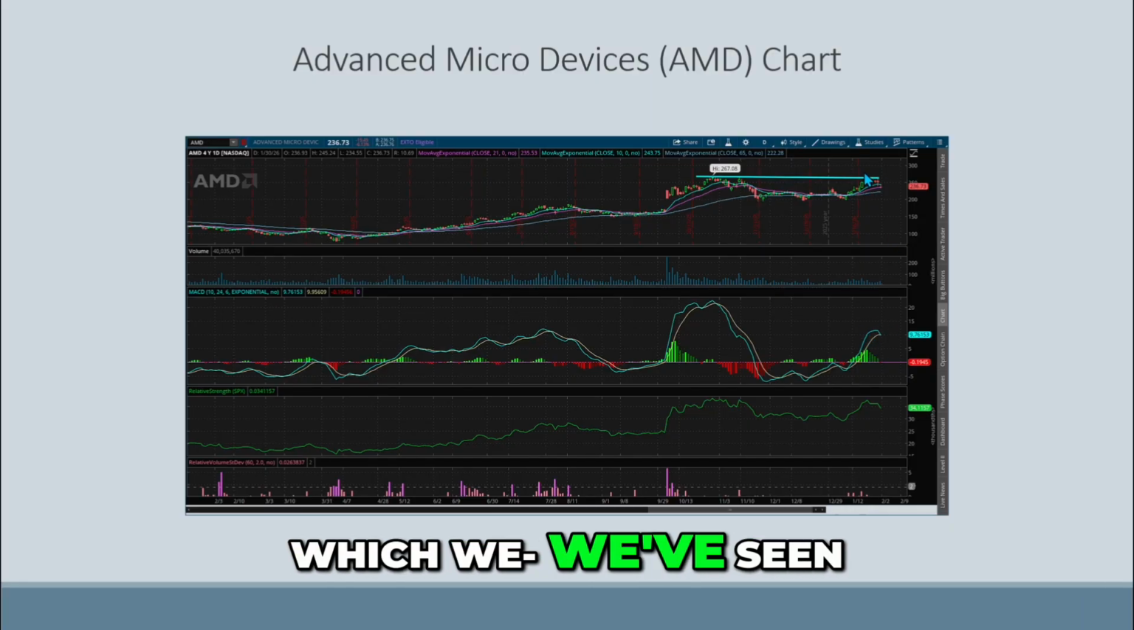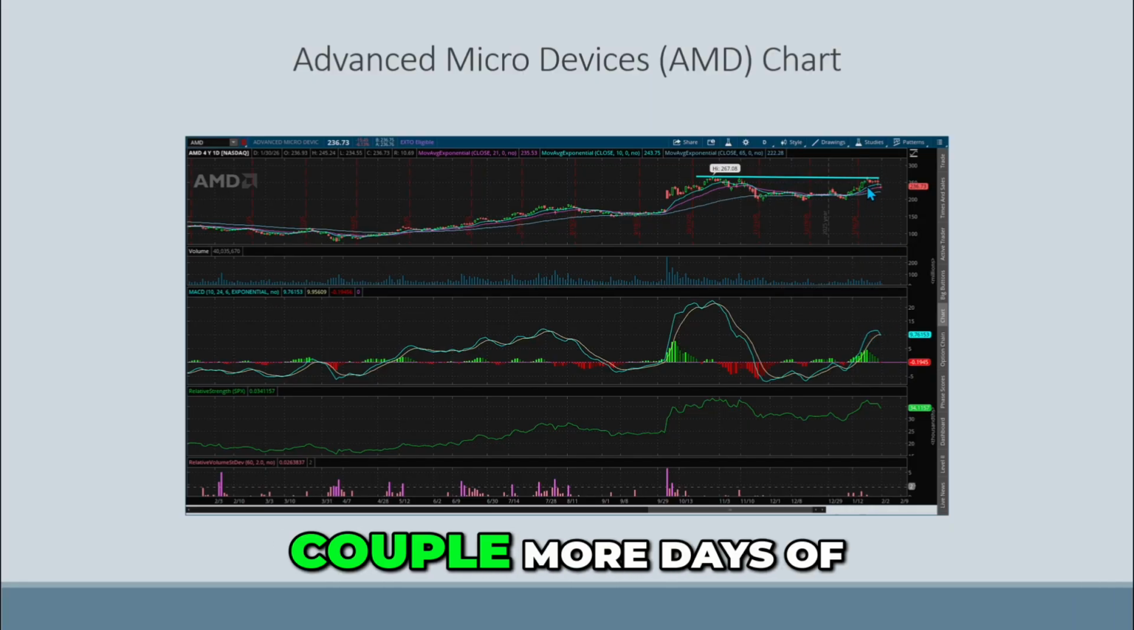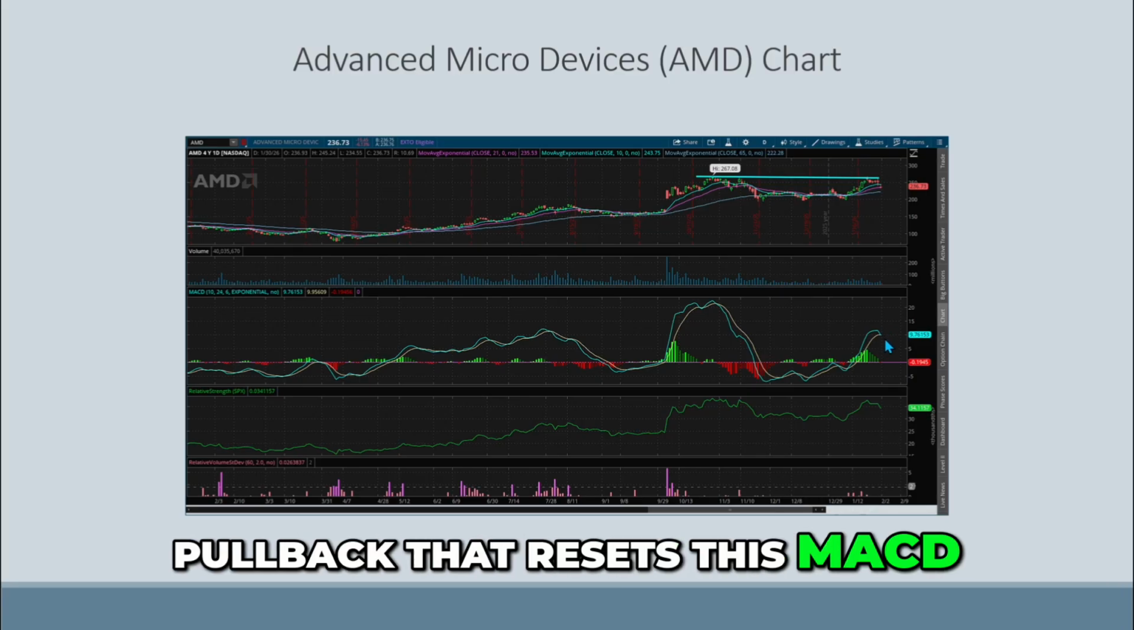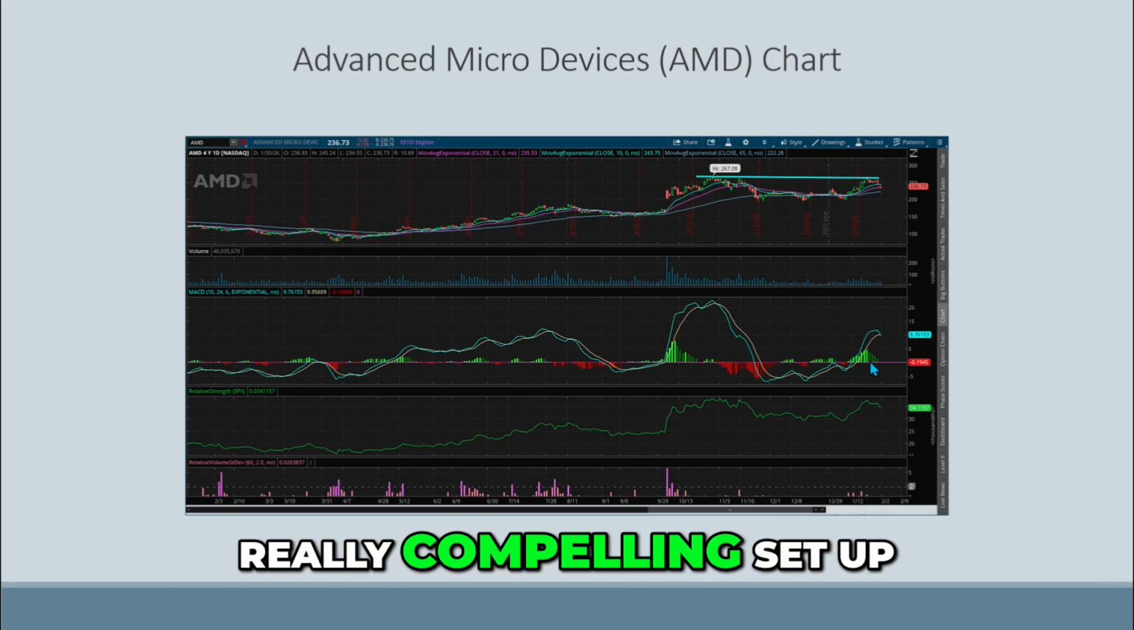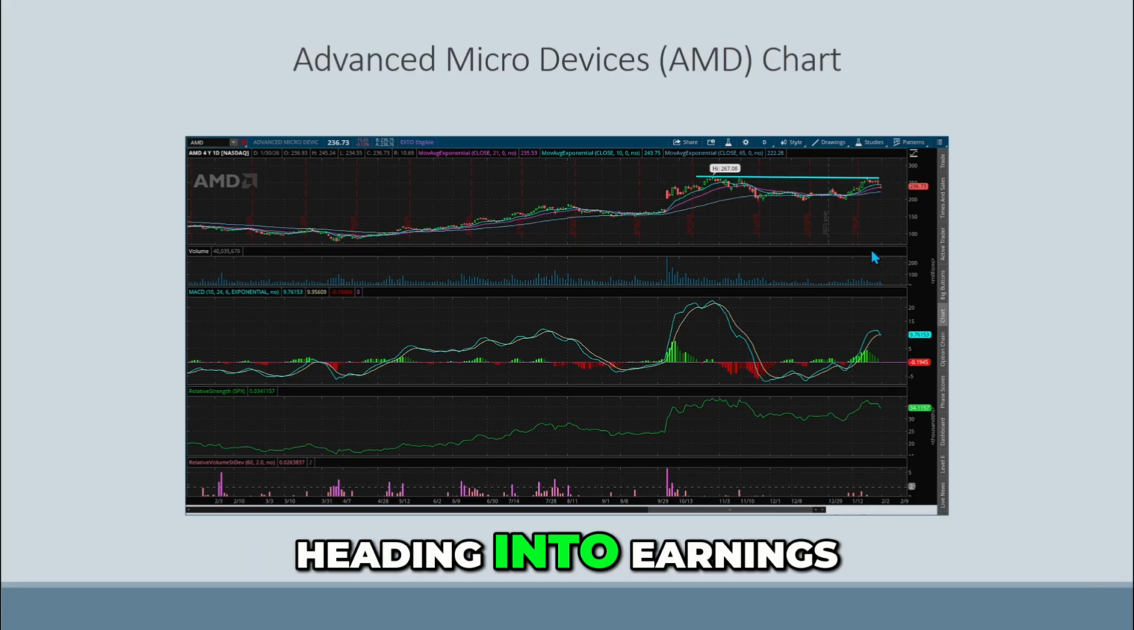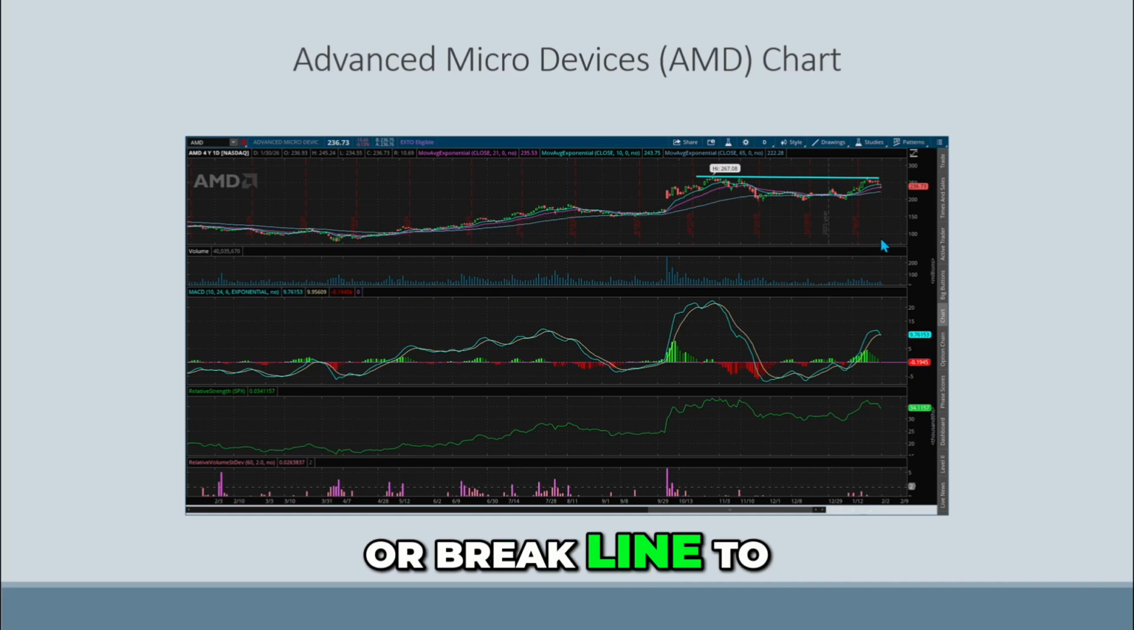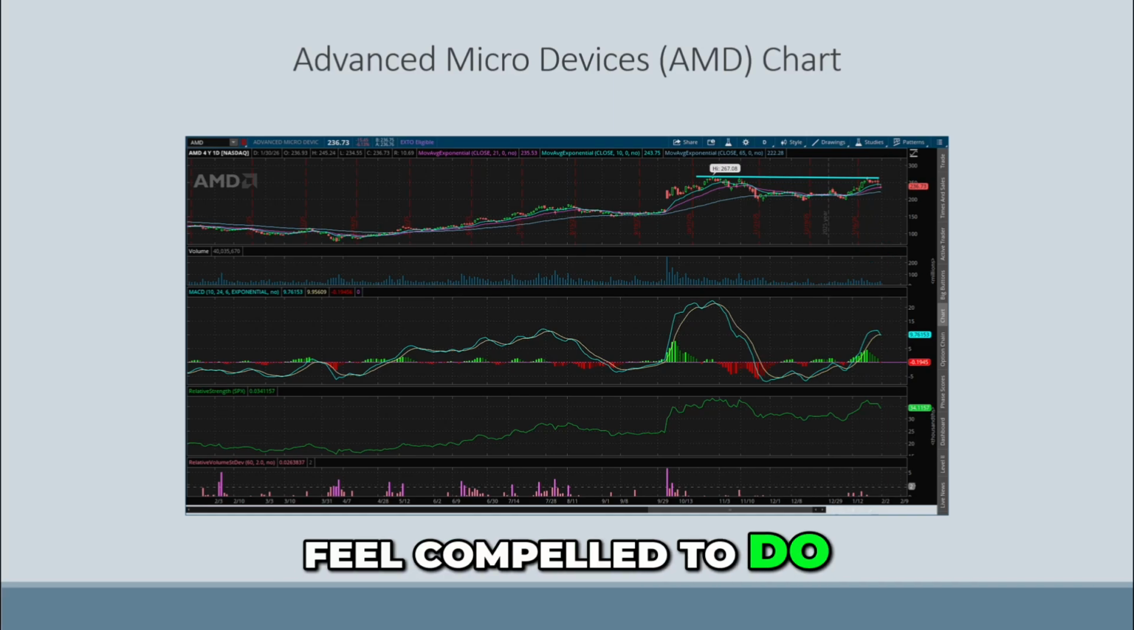So what does that tell us? It means to be on the lookout for some mean reversion, which we've seen. We've seen a pullback. If we get a couple more days of pullback that resets this MACD, this could be a really compelling setup to watch heading into earnings, and it gives you a make or break line to watch here for putting on a trade.